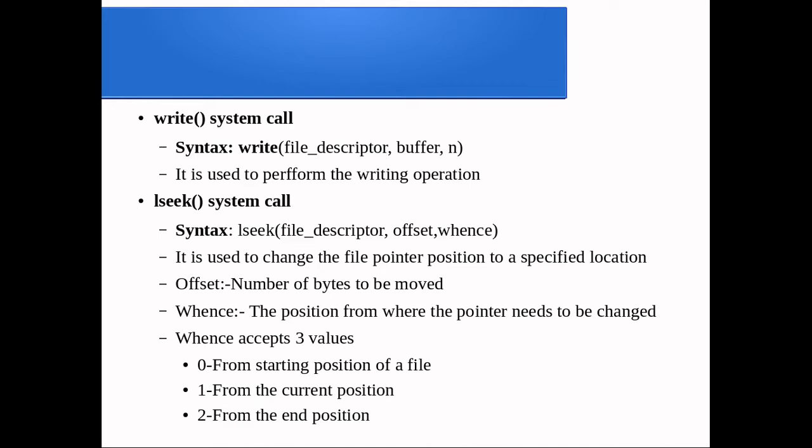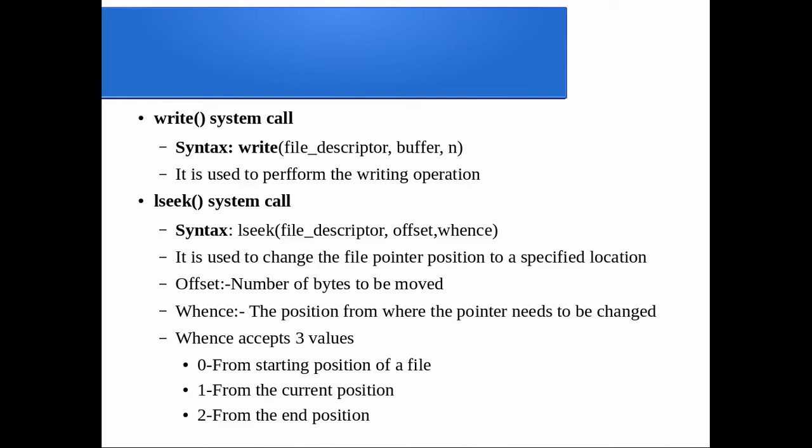Again I am repeating, the lseek system call changes the file pointer position in a file, and it has 3 arguments: file descriptor, offset, whence. File descriptor indicates which file, offset tells how many bytes to be moved, whence indicates from which position we have to count the number of bytes. If it is from the beginning of the file, whence value will be 0. If it is from the current position, it will be 1. If it is from the end position, it will be 2.